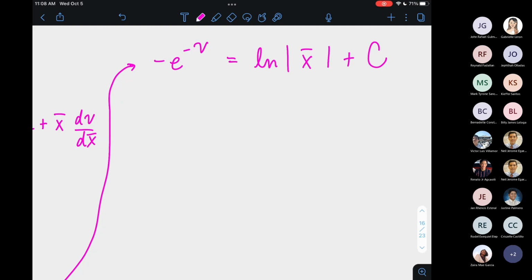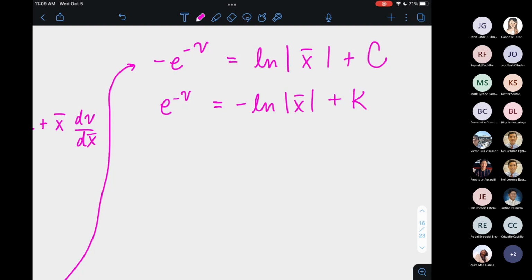Pero siguro dahil si v, ito ay may laman na variable, pero andun pa siya sa exponent, so pwedeng kunin ko na lang muna yung ln ng parehas na sides, right? So what I can do is first multiply both sides by -1. So I'll have e to the negative v equals negative ln ng x bar minus c. Or pwede ko na lang siyang gawing plus k. Kasi yung negative naman walang epekto dun sa arbitrary constant.